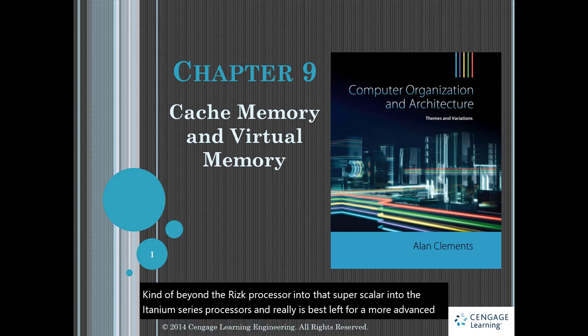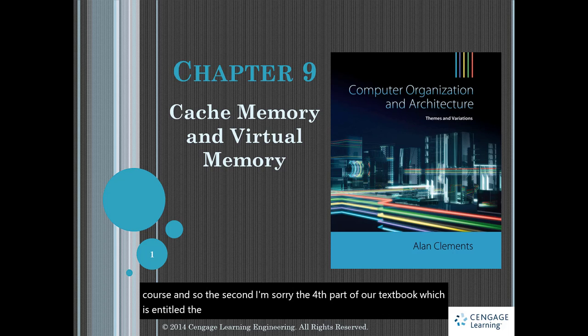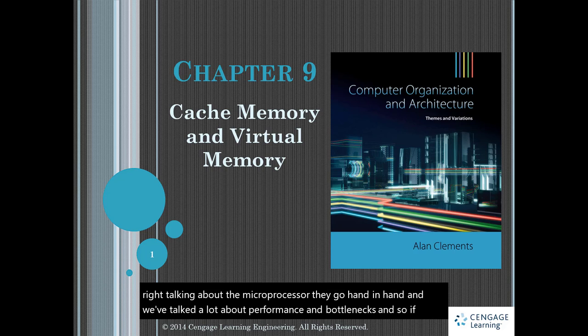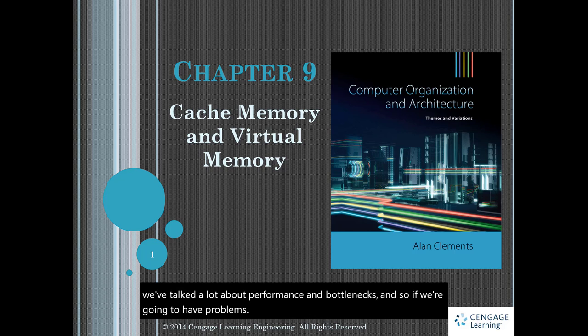And so the fourth part of our textbook, which is entitled The System, talks a lot about just the internal computer and how it's composed. And so we're going to really dig into cache memory and virtual memory as kind of a detour from what we've talked about so far in this course. But understanding memory, as we've probably learned at this point, and the microprocessor, they go hand in hand. And we've talked a lot about performance and bottlenecks. And so if we're going to have problems with our microcontroller architecture, we might have it here in our memory.